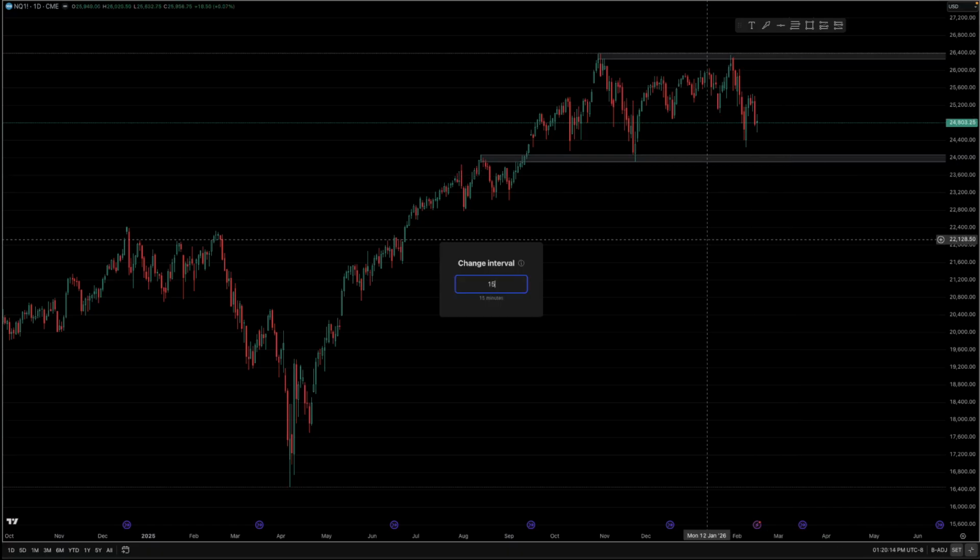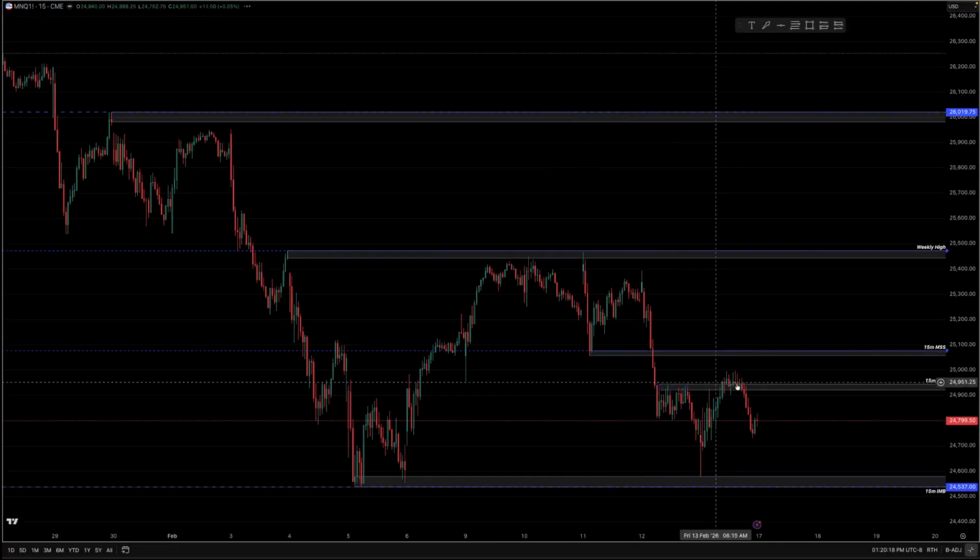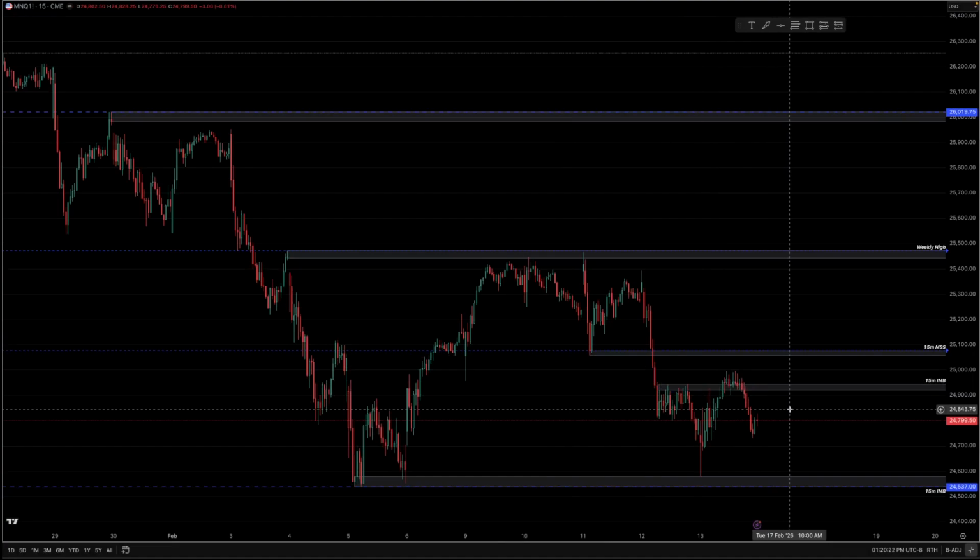So we're going to actually go down to a 15-minute time frame. We're going to change this to MNQ. I'm going to continue to break down some of the stuff that I see from a lower time frame perspective and how you could apply a systematic approach to trading a 5-minute chart and how you could apply a bit of a discretionary approach to trading a 5-minute chart.